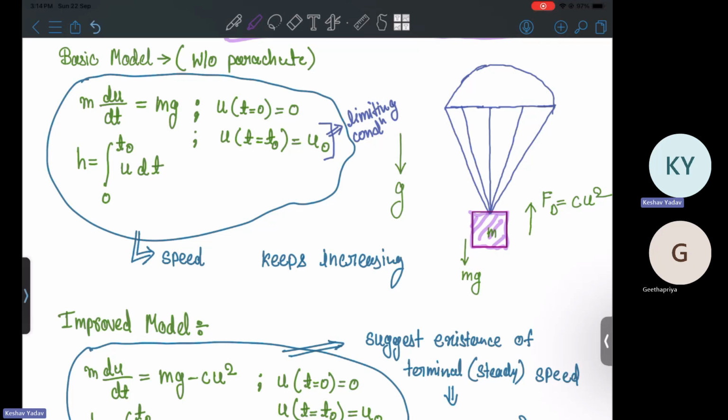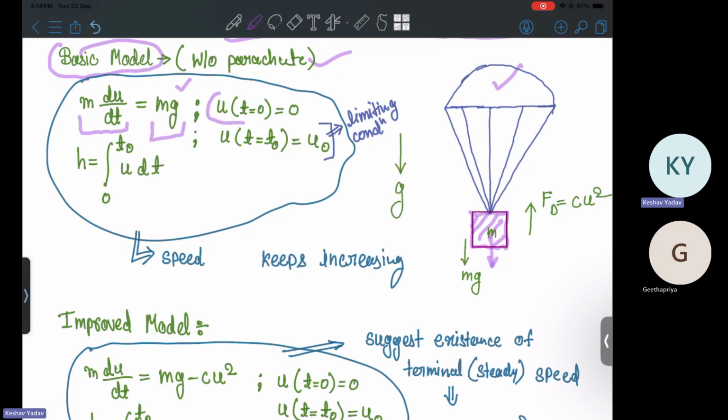So what we're doing, we are dropping this mass using a parachute. The simple or basic model can be, we neglect the parachute. Then what will happen? There is only one force acting on this mass, that will be mg. From Newton's law, ma, mass multiplied by acceleration, will be equal to mg. This acceleration can be written as m du upon dt. So this will be my differential equation.